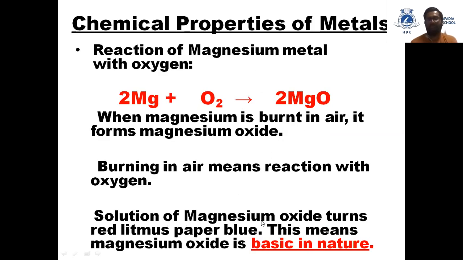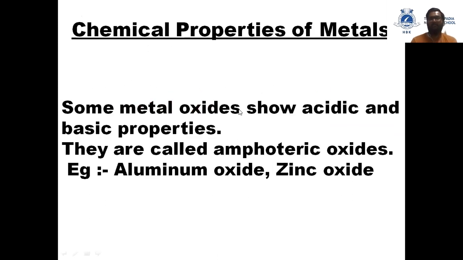A solution of magnesium oxide turns red litmus paper into blue. This means magnesium oxide is also basic in nature. Some metal oxides show both acidic and basic properties. They are called amphoteric oxides. Yes, aluminum oxide and zinc oxide are amphoteric oxides.